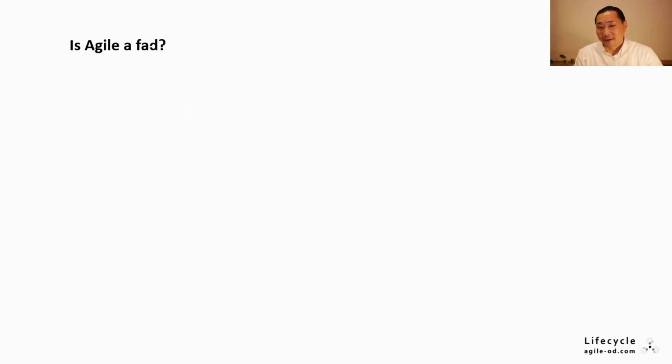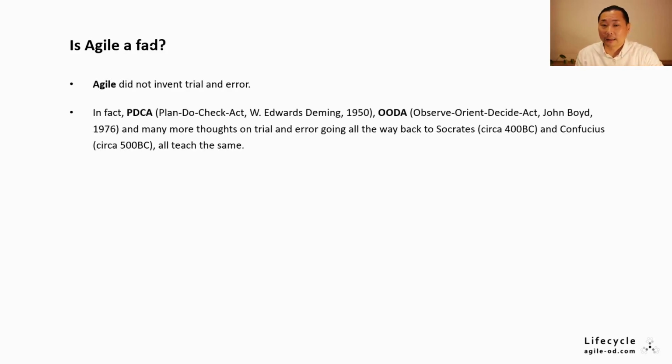So now that we've got our glossary clarified, let's take a step back and address the often heard skepticism on Agile. Is Agile a fad? It's a really valid question. See, Agile did not invent trial and error. In fact, you've probably heard things like PDCA, plan, do, check, act, also known as the Deming Circle used in Lean, and the OODA loop, observe, orient, decide, act, an iterative decision-making framework developed by a US Air Force colonel back in 1976. These loopy ways of thinking are not new notions. In fact, PDCA dates back to 70 years ago.